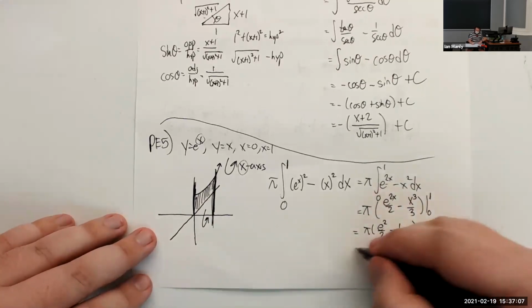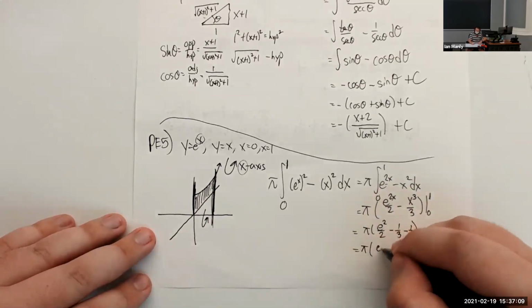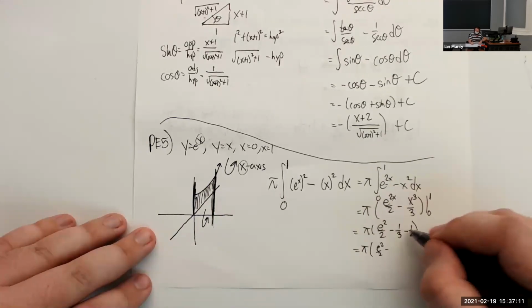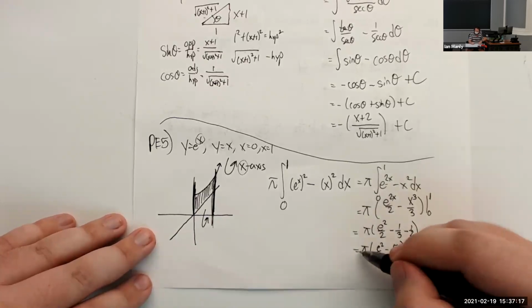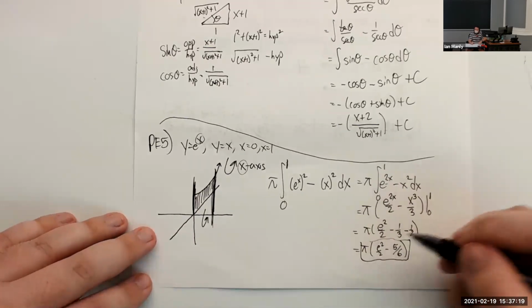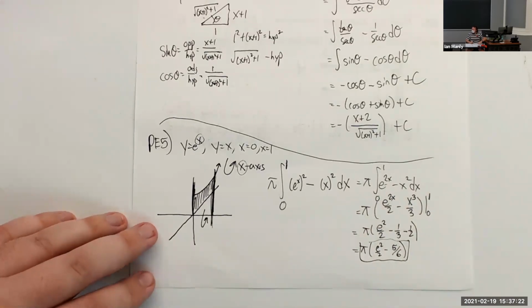All right, and then we end up getting pi, and then we have e squared over 2 minus, let's see, if we do a third minus a half, that's 5 over 6. So there we go. There is our volume for this one right here.